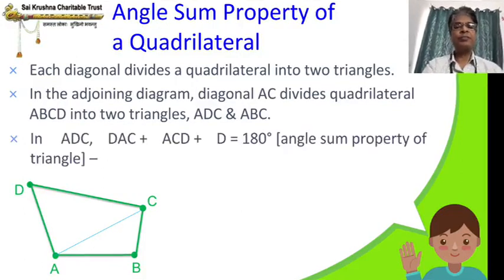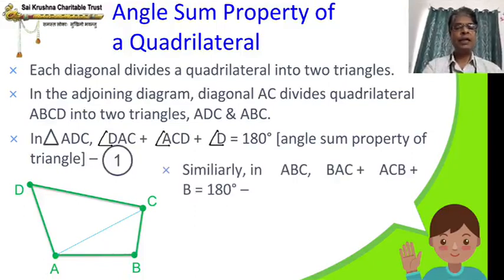There are two triangles. In triangle ADC, angle DAC plus angle ACD plus angle D equals 180 degrees, by the angle sum property of a triangle. You can follow the path as I am talking. The triangle on the top is ADC, whose angles sum to 180 degrees. Let us name it equation number 1. Similarly, at the bottom, in triangle ABC, angle BAC plus angle ACB, going clockwise, plus angle B equals 180 degrees. Let us name this equation number 2.